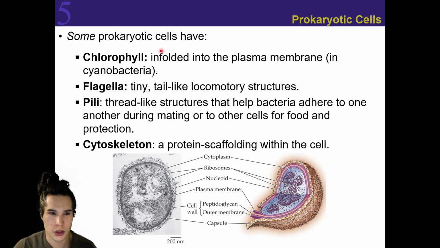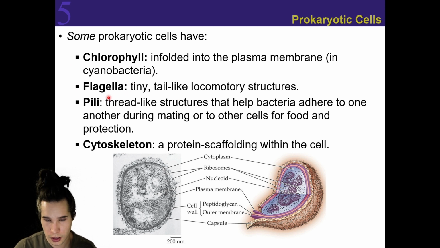Now, some prokaryotes will also contain chlorophyll, and if you remember, chlorophyll is going to be that photopigment involved in photosynthesis, and therefore some bacteria could actually photosynthesize. That chlorophyll that they're going to be using will be infolded into the plasma membrane. And we're typically going to find chlorophyll in cyanobacteria.